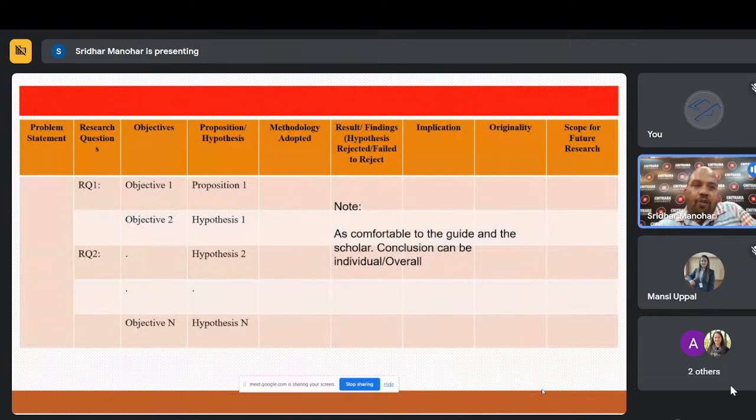And at last, in your conclusion, make sure that everything from the research problem till the originality and the scope for future research is connected. That means whether your problem is being addressed by the research question, the objectives, the hypothesis, the methodology, and the result you found, and whether it has some implication, originality, and some future scope from your research work. So this kind of mapping is required at the end of your research, which helps you write a better conclusion.